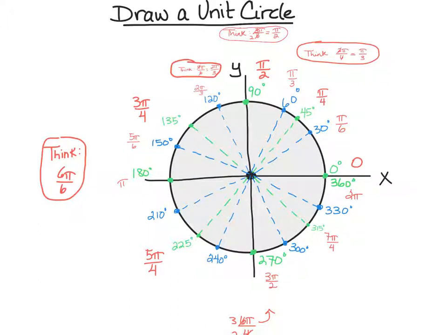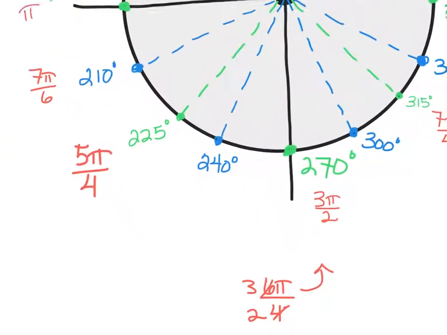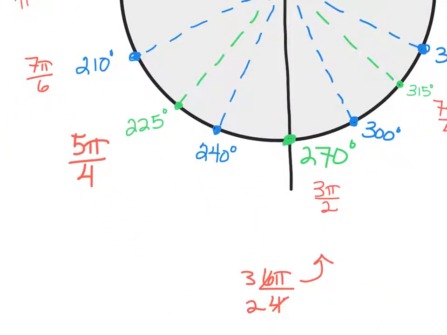Now, as you look at the 30 and 60 degree angles going the rest of the way around the circle, you'll find that the 210 is 7 pi over 6. 240, remember that your thinking is 8 pi over 6, and that simplifies to 4 pi over 3. So 240 is 4 pi over 3.